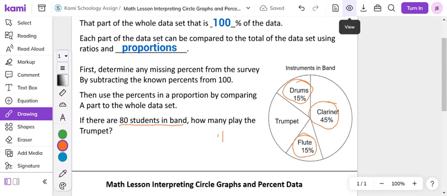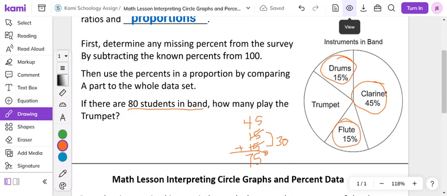So we have 45, 15, 15. We're going to add those up. Well, these two are 30. So 45 plus 30 is going to be 75%. So this is the known percent, and we're going to subtract that from 100%, which would be all of the data set.